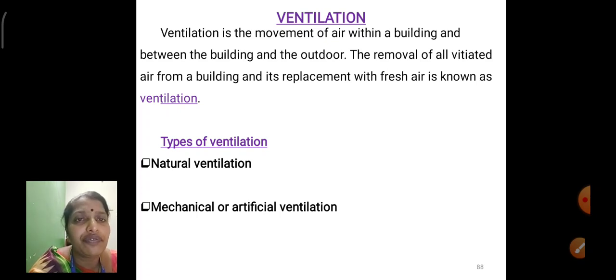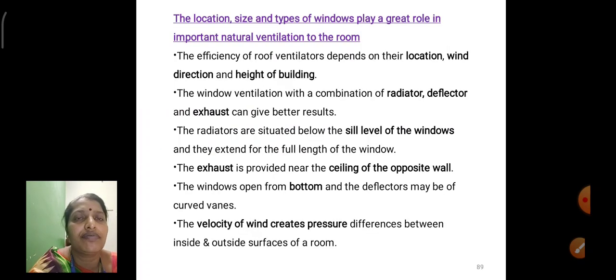What are the types of ventilation? Natural ventilation and mechanical or artificial ventilation. Natural ventilation depends on the location, size, and types of windows, which play a great role in providing natural ventilation to the room.